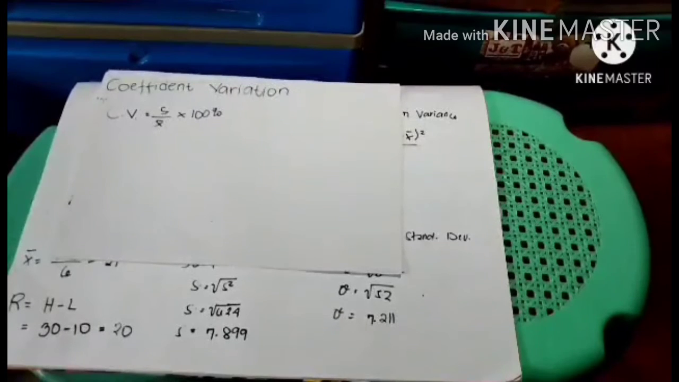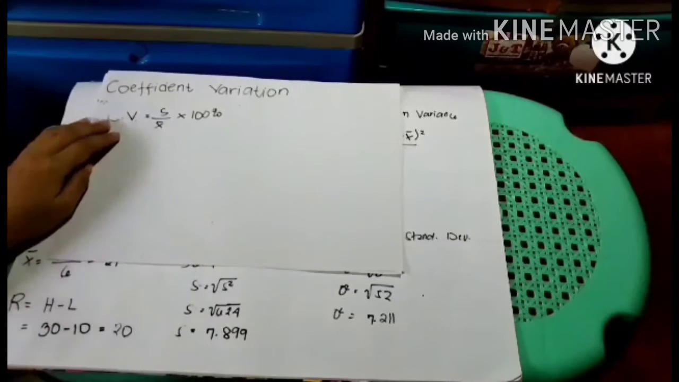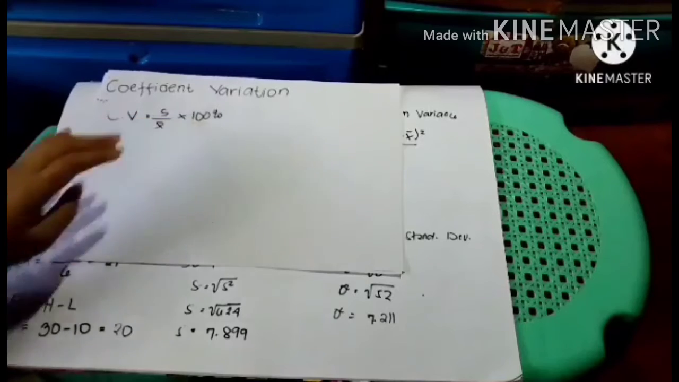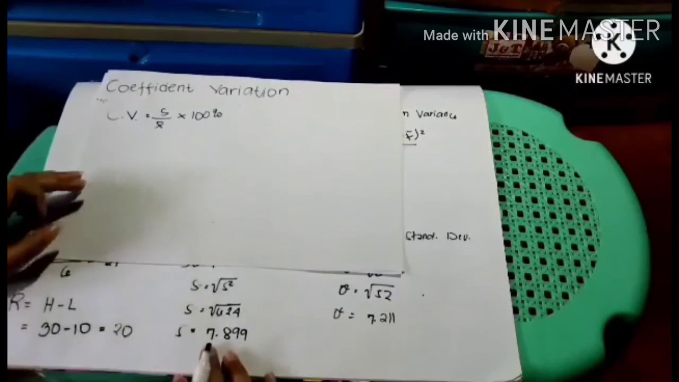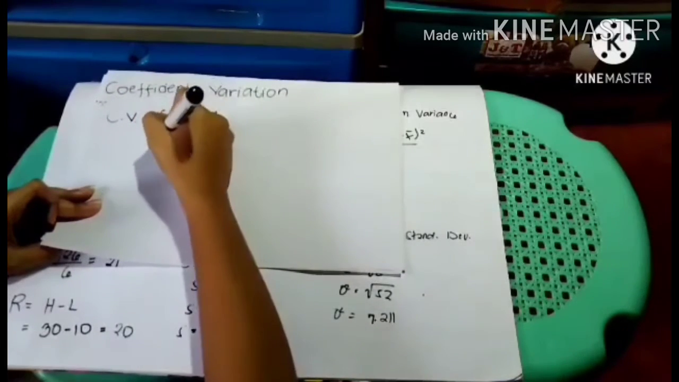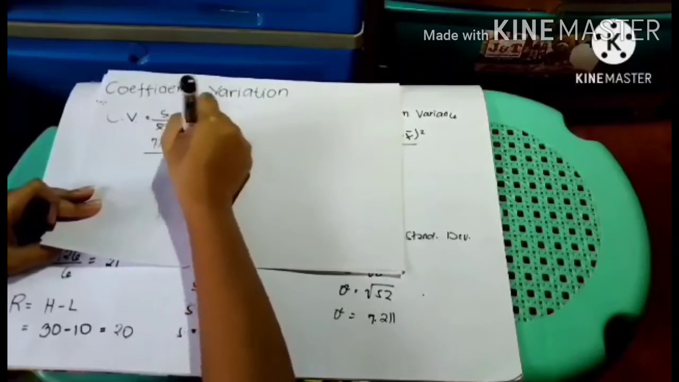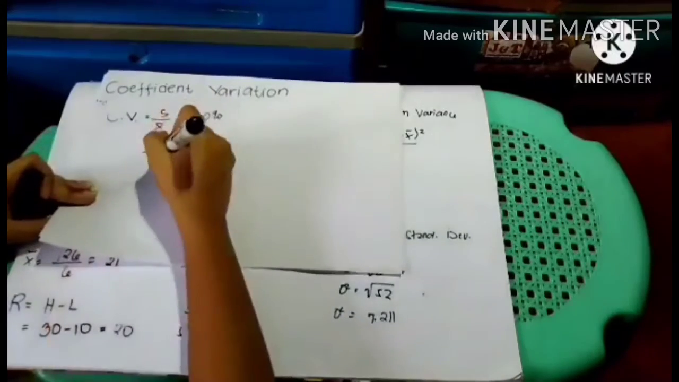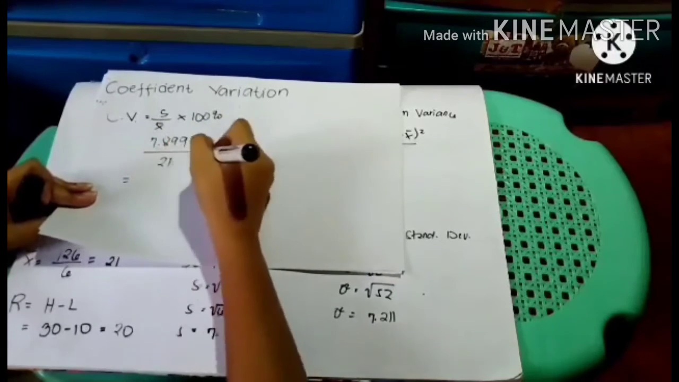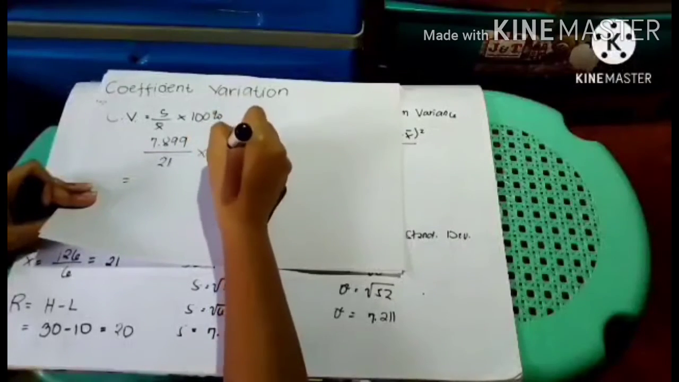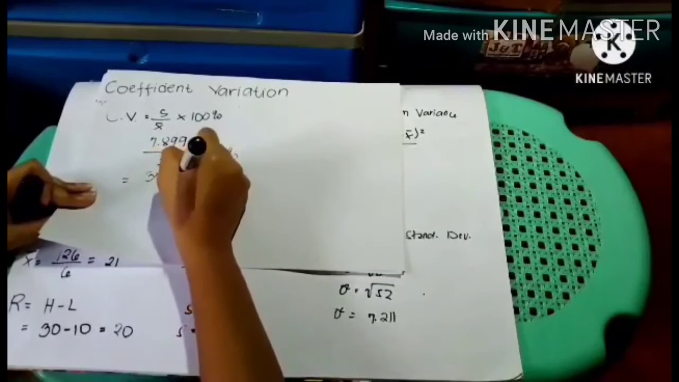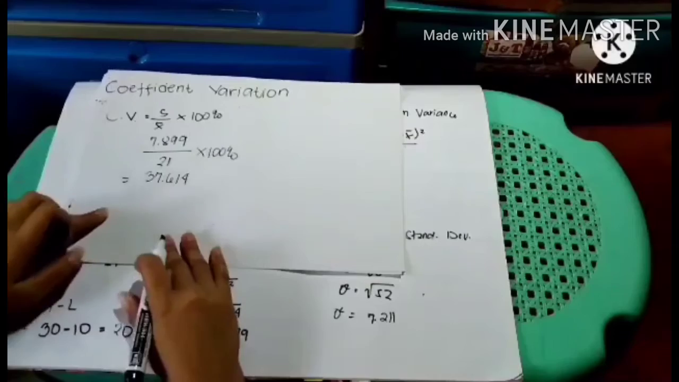Next is to solve the coefficient of variation. This is the formula. The CV is equal to S over X bar multiplied by 100%. Our S, or the sample standard deviation, is 7.899, and our X bar is 21, so we'll divide by 21. So 7.899 divided by 21, multiplied by 100%, is equal to 37.614. So this is the coefficient of variation.